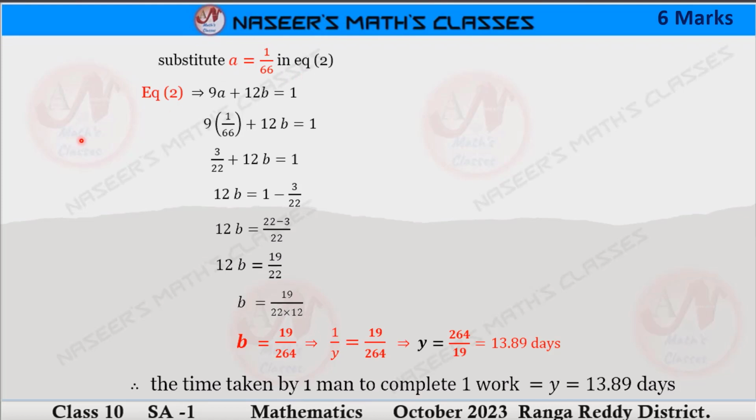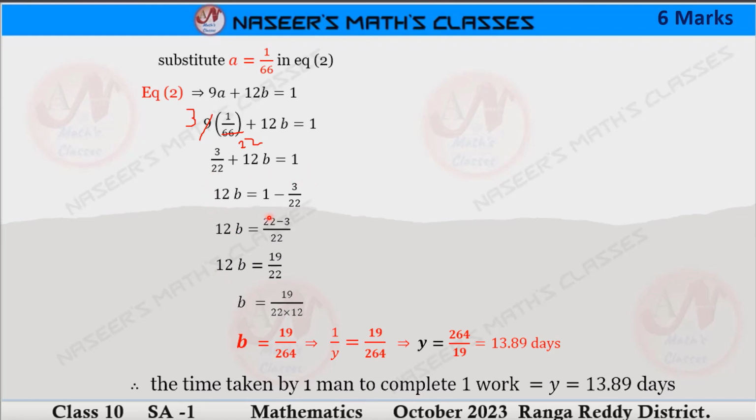Then equation 2 implies 9a plus 12b is equal to 1. Now a is replaced with 1 by 66. Then we can write 9 times 1 by 66 plus 12b is equal to 1. Here we have to cancel 9 in the 9 times table: 3 3s are 9 and 3 22s are 66. So we get 3 by 22 plus 12b is equal to 1. So next we transfer 3 by 22 from LHS to RHS.